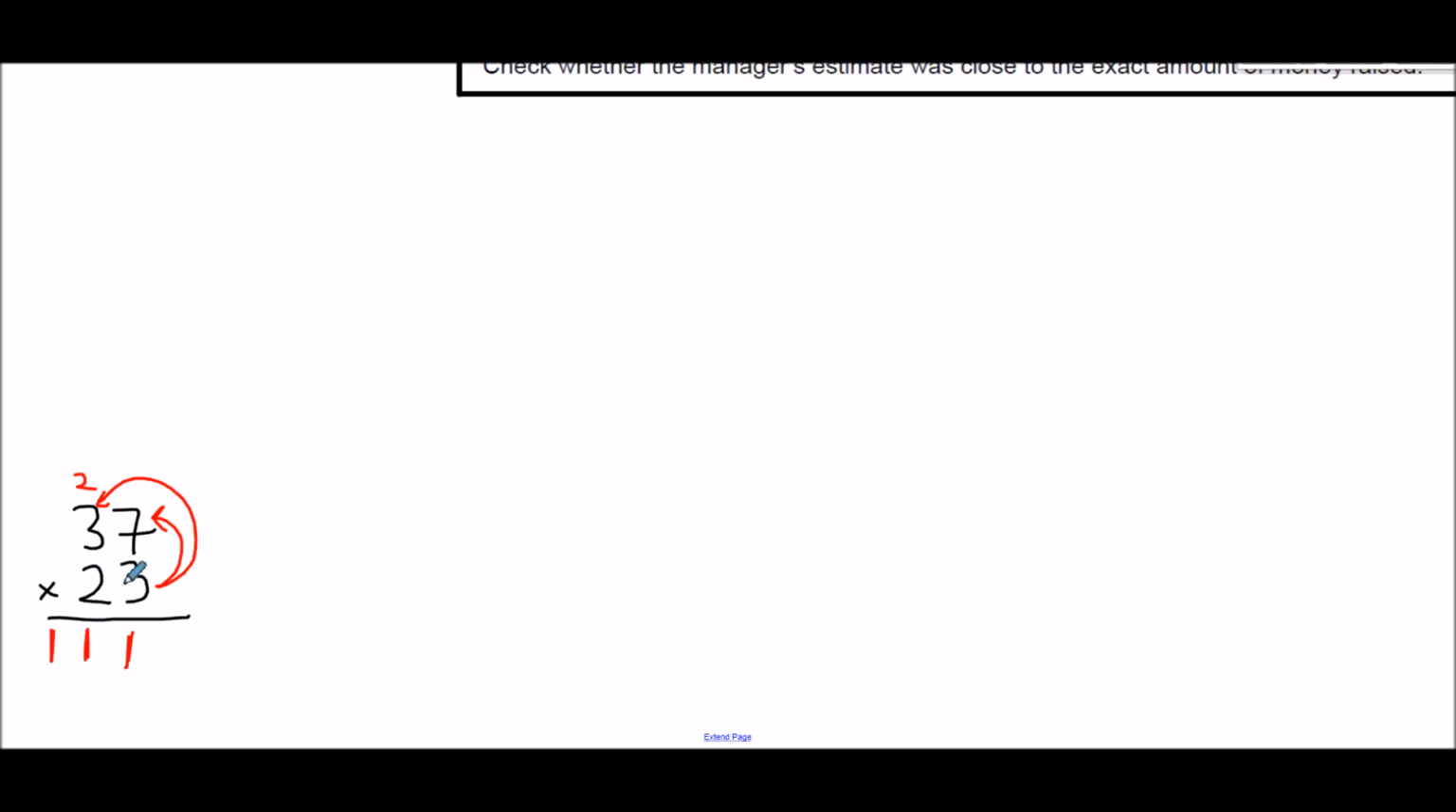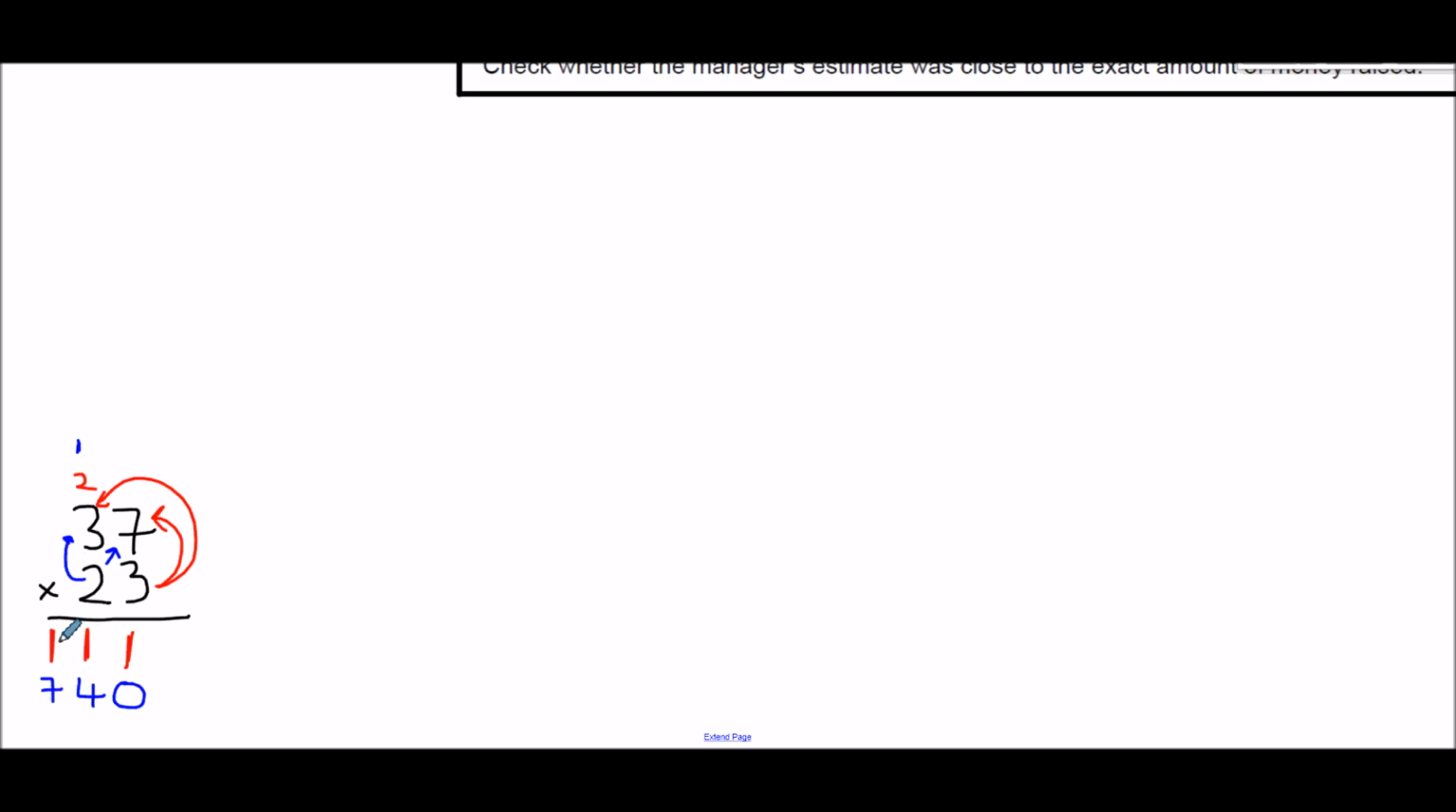Now we move on to the next number, the 2, and because that 2 represents 20, we start by putting a 0. First of all, we do 2 multiplied by 7, which is 14. So we put 4 and carry 1 on. Put the 1 anywhere, as long as you remember to carry it and add it. And finally, 2 times 3 is 6, plus the 1 we've carried gives us 7.